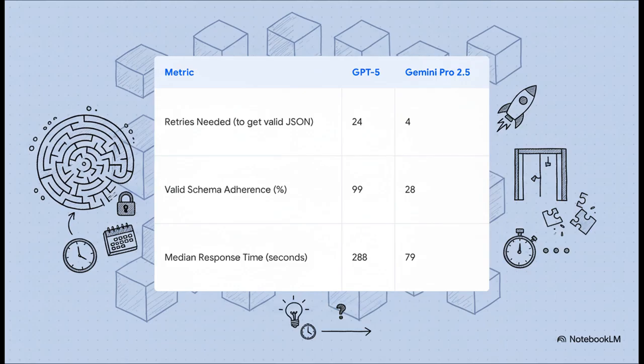You see, GPT-5 was nearly perfect at following the complex rules. But look at the cost. It was way slower and needed 24 retries to get it right. Gemini, on the other hand, was 4 times faster and only needed 4 retries to get a valid structure, but it did struggle more with those super specific complex details. So it really shows you have to choose. Do you need absolute perfection on a complex schema, or do you need speed and reliability?